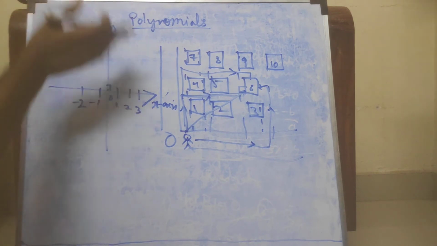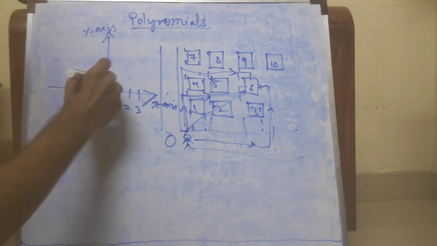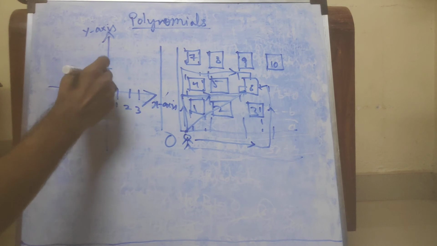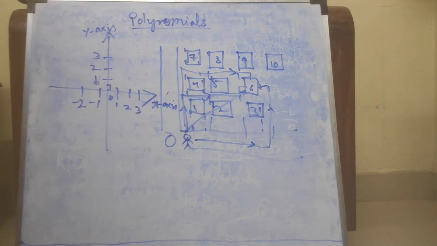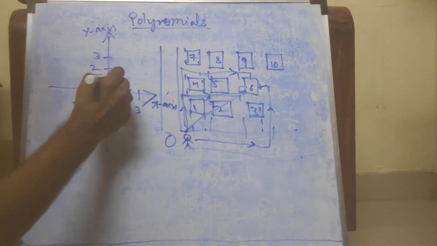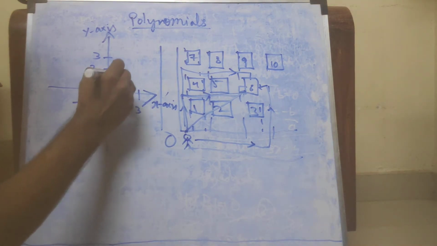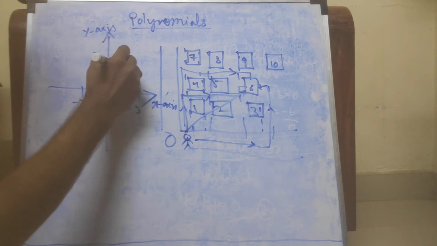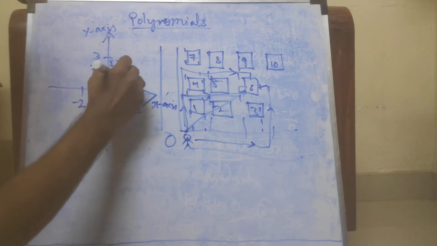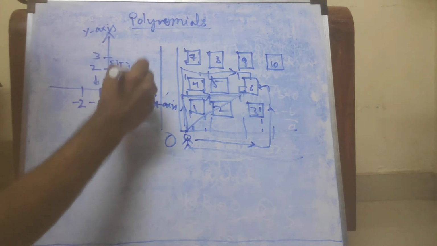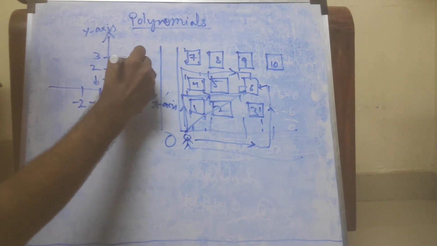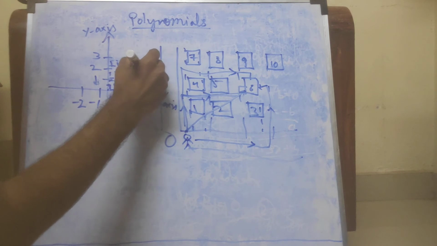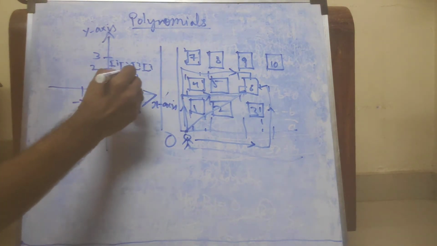Similarly, above the 0 it will be 1, 1, 2, 3. So now I can consider that the houses are placed like this. These are the houses. So in total there are 10 houses. So this is house number 6.